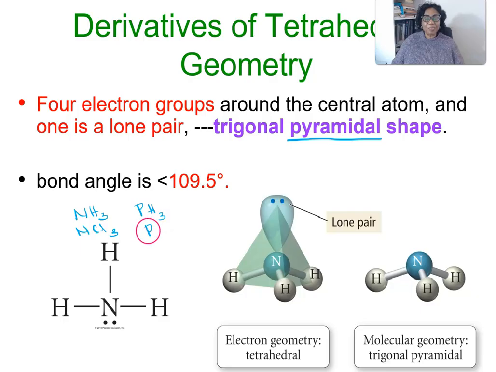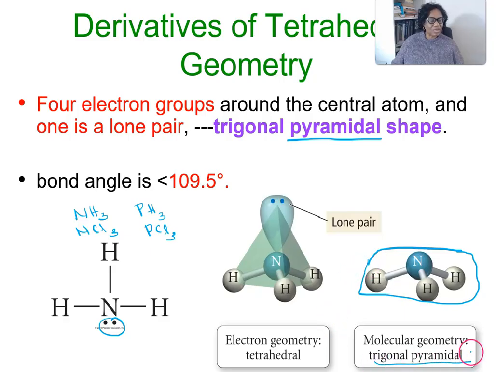or PH3 or PCl3. You see, phosphorus and nitrogen are in the same group. You can see the lone pair here and the 3 bonded electrons. So look at the shape. This is what we call trigonal pyramidal, not bipyramidal. Trigonal pyramidal shape.